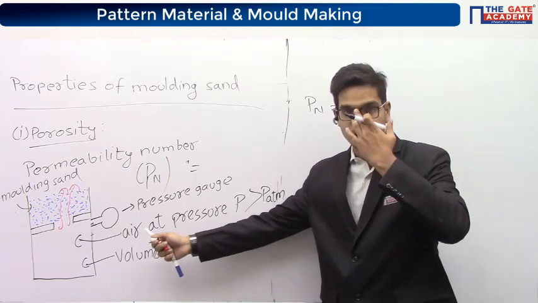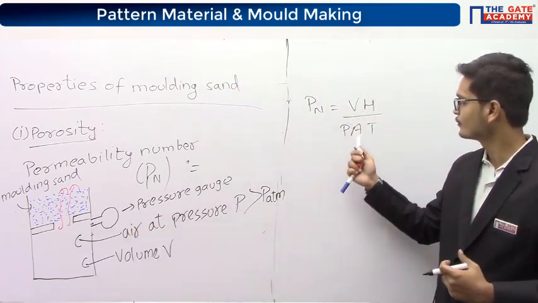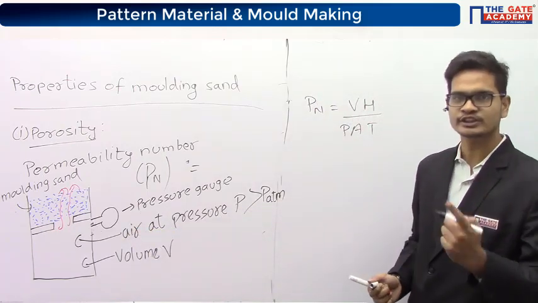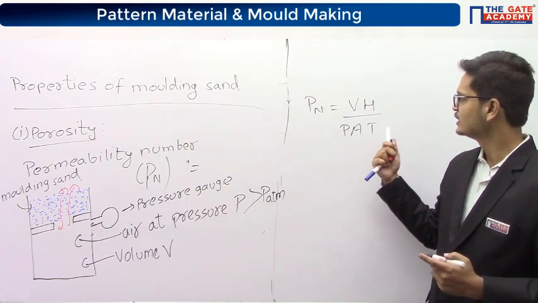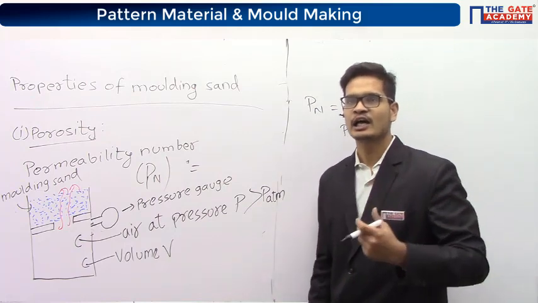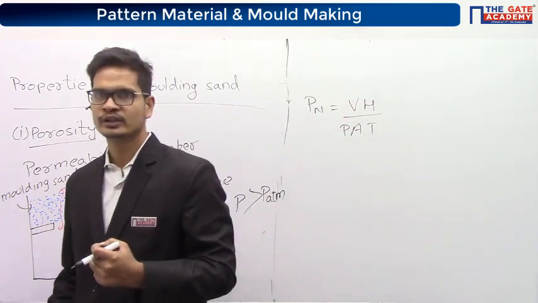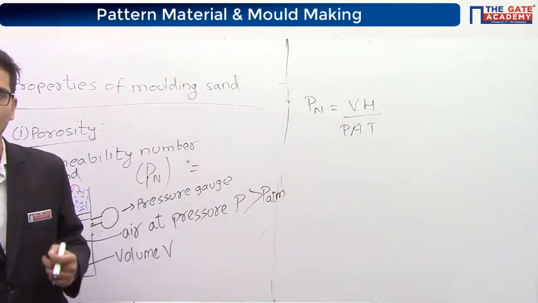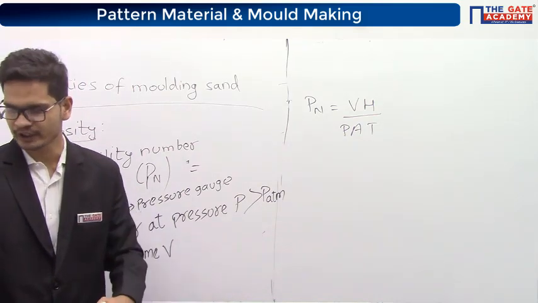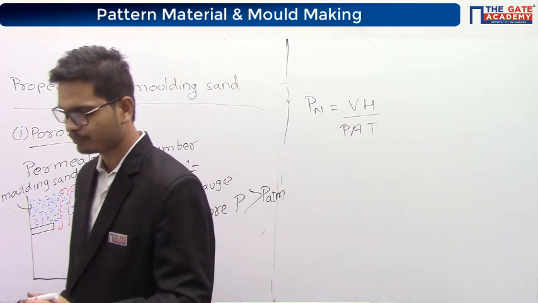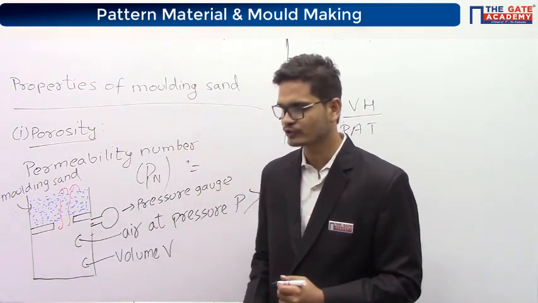P is the pressure of the air. A is the cross section area of the molding sand. And T is how much time it took, the time it took for the pressure to reduce from P to P atmospheric. Okay.